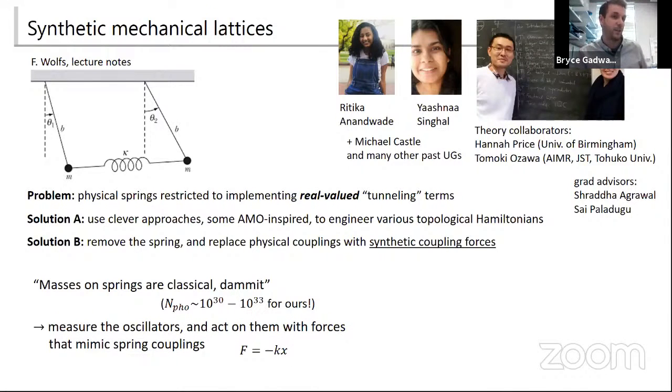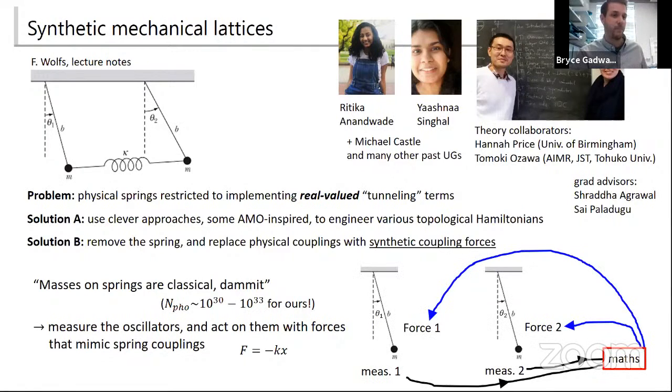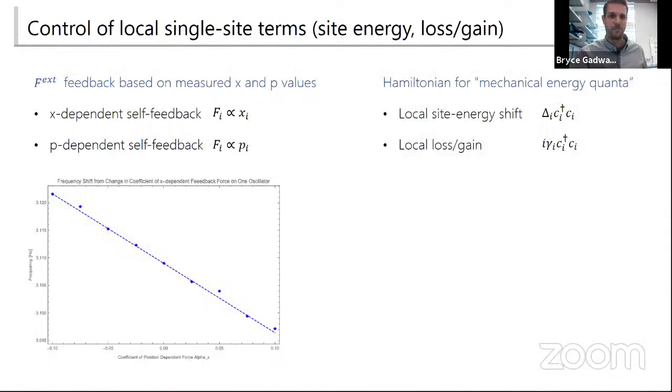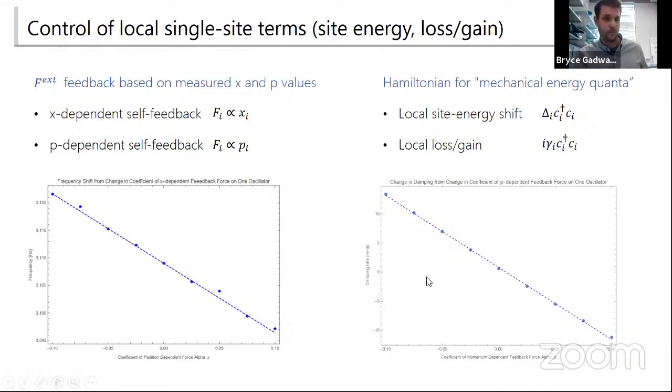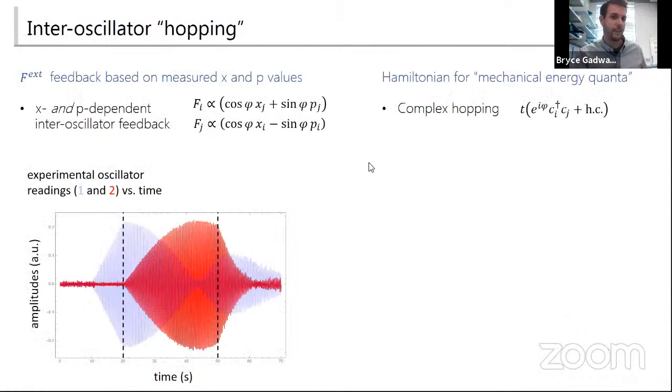So here, because they're classical, we can measure them and actually act on them with forces that depend on their position and momenta in different ways. So here's the basic idea. We measure them, apply forces. This is our thing. We can tune the frequencies and damping, which looks like sort of real and local site energy terms. We can start off with Qs of around 1,000, then we can actually just cancel damping. We can apply tunneling phases by having forces that depend on both X and P.